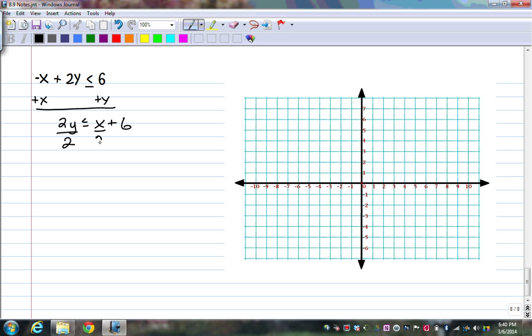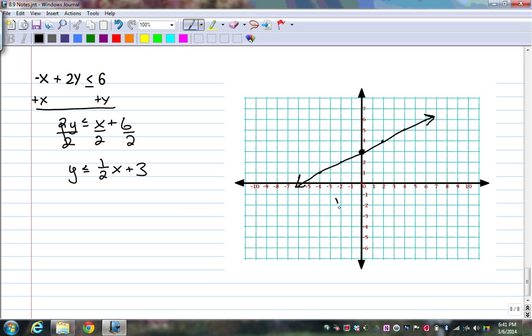Then we're going to divide every term by 2, and I get y is less than or equal to, now, I'm going to rewrite this as 1/2 x plus 3. And again, you could do that because if I were to multiply this x times 1/2, it would just end up in the numerator anyway. My intercept is 3. My slope is 1 over 2. That means I go up 1 over 2, up 1 over 2, up 1 over 2, or down 1, back 2, down 1, back 2. It is less than or equal to, so I'm going to make a solid line.